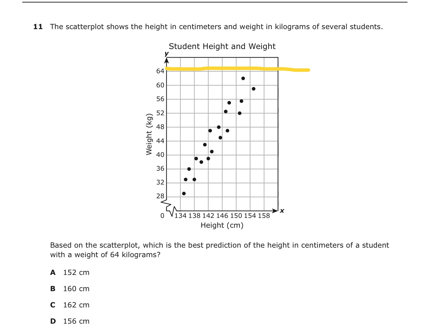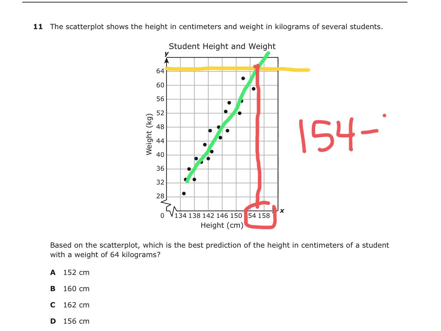And I'm going to say that if I draw a line through here, it goes through there, it's going to hit somewhere in there. And then draw the line very straight, but it hits in the middle of most of those points. The green line would be a line of best fit. Now, to find the height, it looks like this line might intersect right here. And so what we're going to do is draw a line straight down through here. And it looks like your answer should be between 154 and 158.